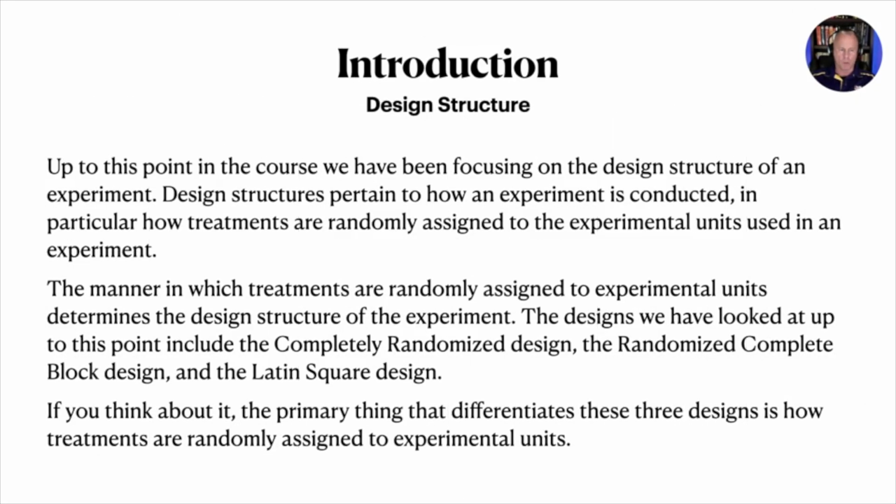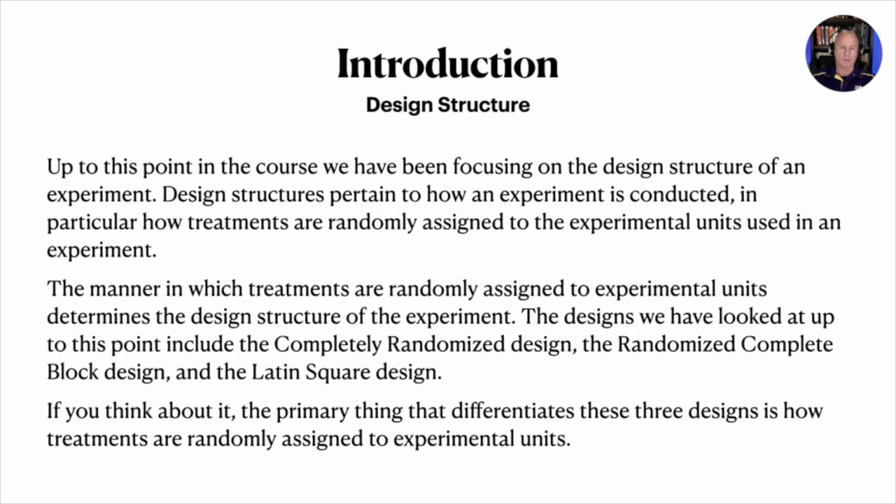Up until this point in the course, we've been focusing on the design structure of an experiment. Design structures pertain to how an experiment is actually conducted. In particular, how treatments are randomly assigned to the experimental units used in an experiment. The manner in which treatments are randomly assigned to the experimental units determines the design structure of the experiment.